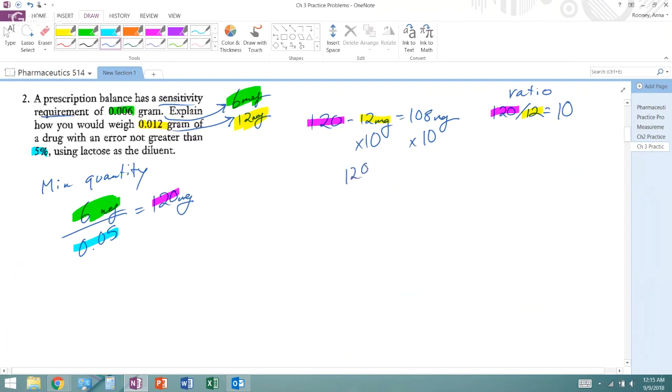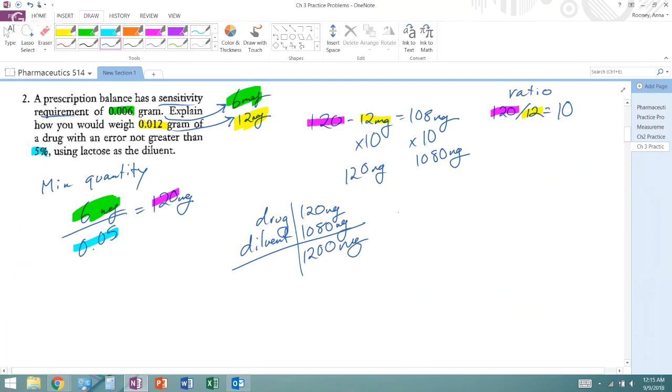So this is going to be 120 milligrams, and this is going to be 1,080 milligrams. And then so we take drug, 120 milligrams, and then diluent is 1,080 milligrams. And so that is going to be 1,200 total milligrams.